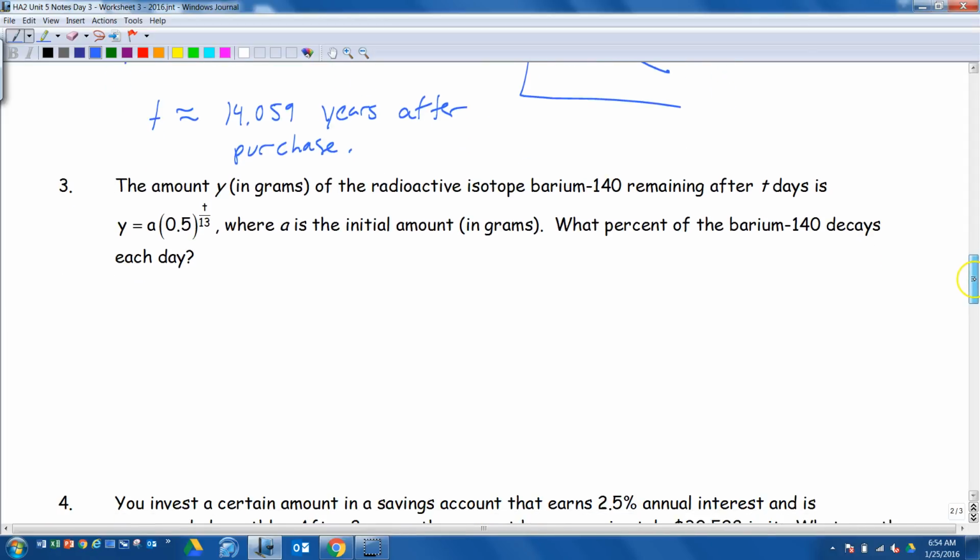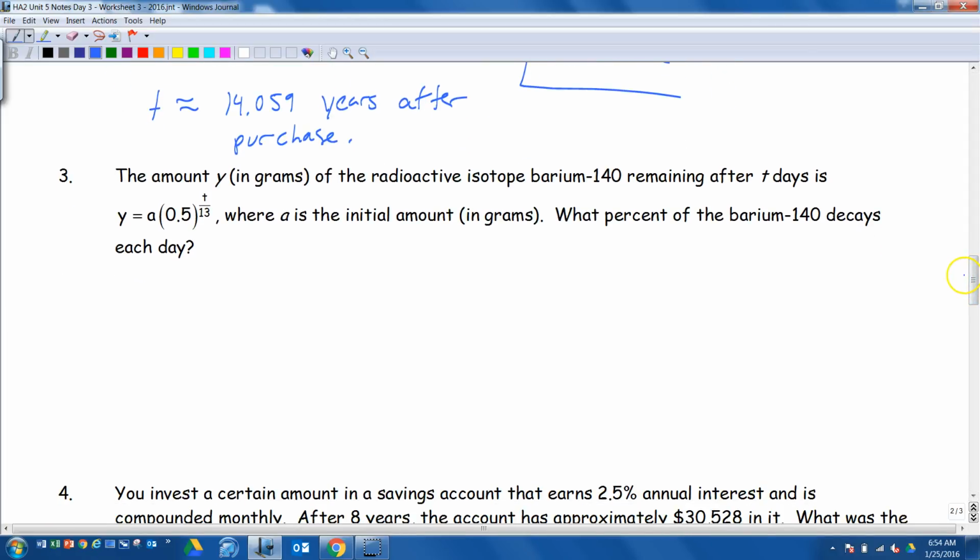Alright, this is another radioactive one where I want to know the percent decay, and right now it's written in the half-life form, so we have to split this up using our exponent properties.